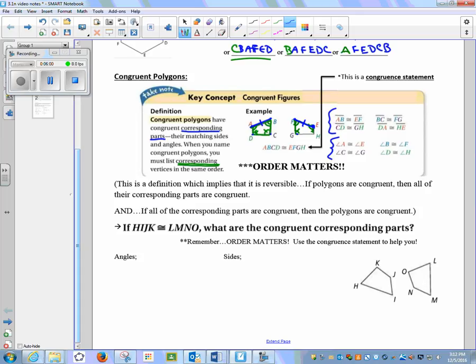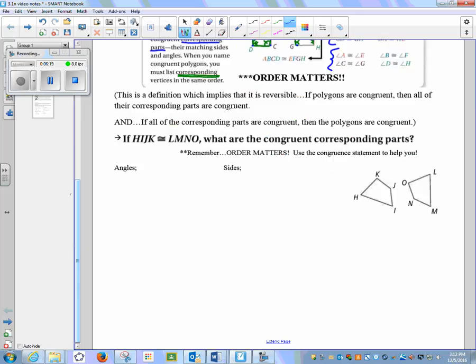So congruent polygons, oh yes, this is a definition, which implies that it's reversible. That means that if you know two polygons are congruent, you could say all of their parts are congruent, but vice versa is also true. If you know all of their parts are congruent, then you could conclude that the polygons are congruent. All right, so let's practice this here.